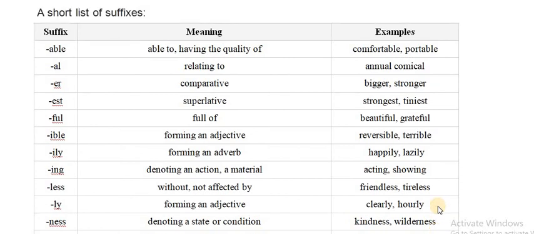So these are the examples of prefix and suffix. I hope that all of you have understood. So learn all the words and write them with your neat and clean handwriting in your English notebook.